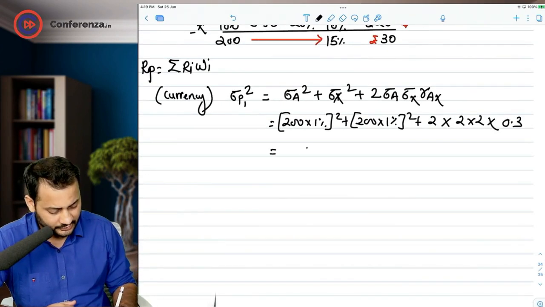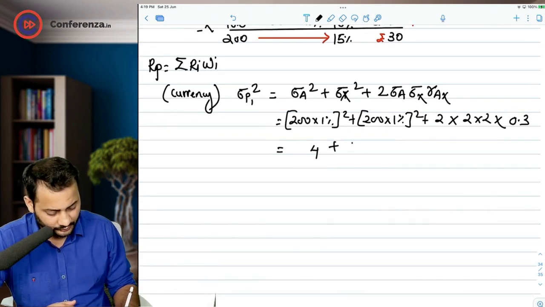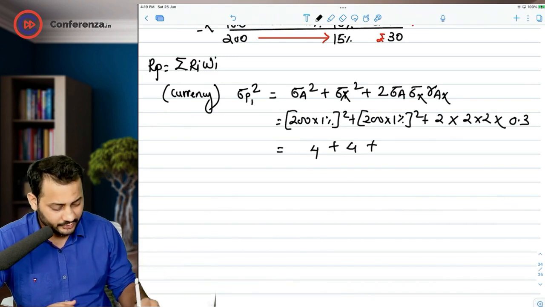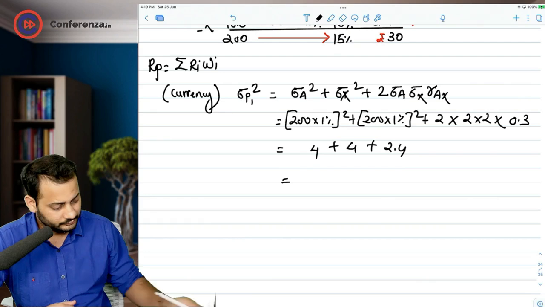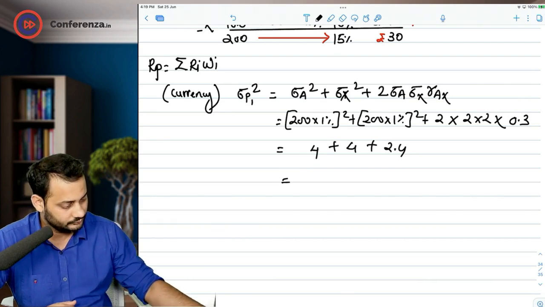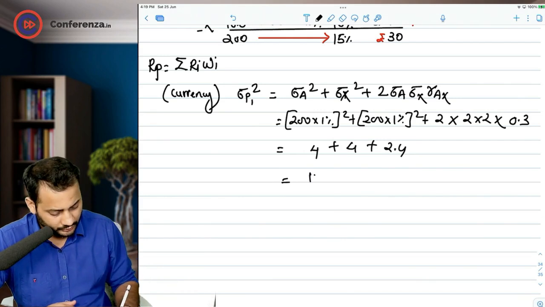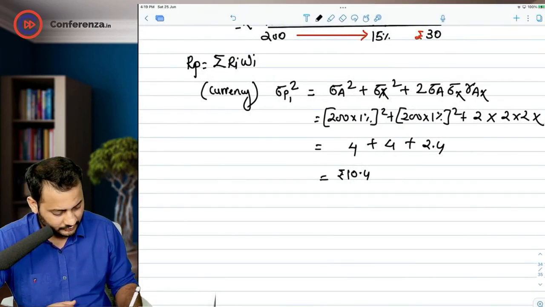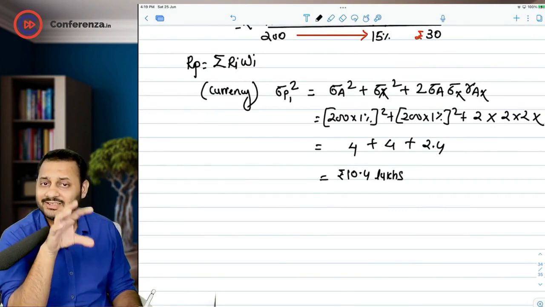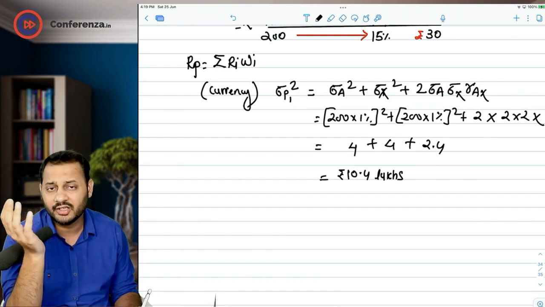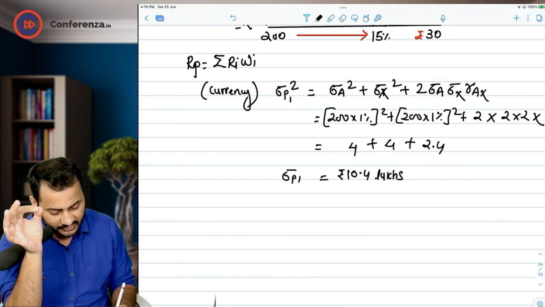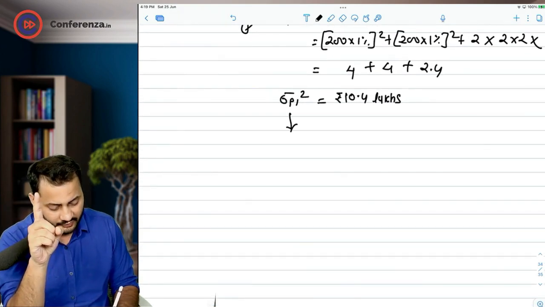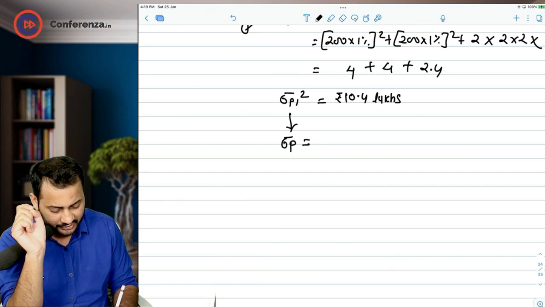Okay, let's just do the calculation. This is 2 square, 4, plus 2 square, 4, plus 2 into 2 into 2, 8 into 0.3, that is 2.4. So the total goes to 10.4. And this is in lakhs or crores? This is lakhs. So I will just write it down, 10.4 lakhs. Why am I putting a sign of rupees? So that I should know that this is not in percentage. Everything here that I have taken is in rupees. And this is variance for 1 day. If we square root this figure, we will get standard deviation of the portfolio for 1 day.